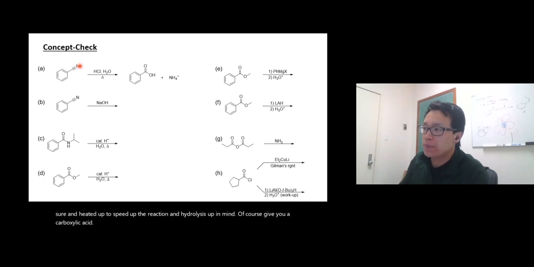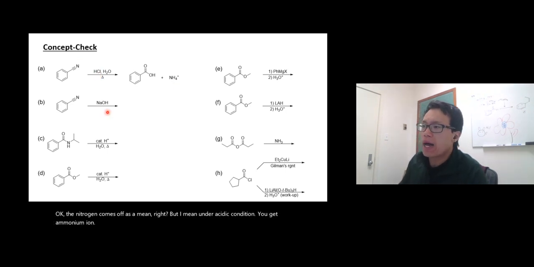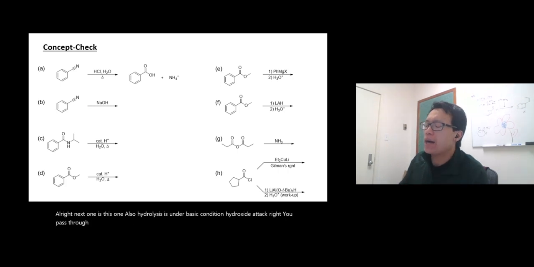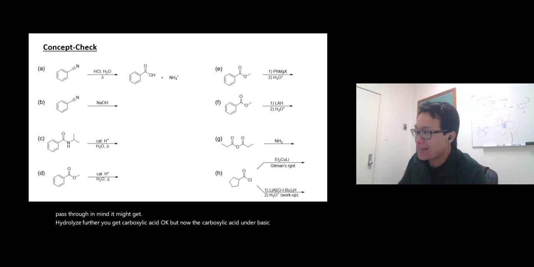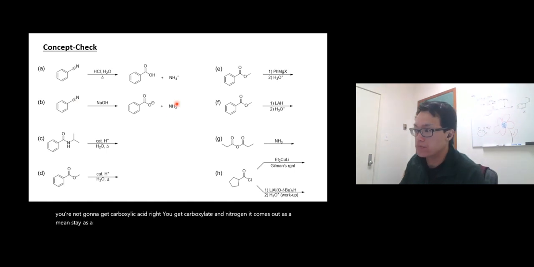Okay, the nitrogen comes off as an amine, right? But an amine under acidic condition, you get ammonium ion. Next one is also hydrolysis, under basic condition, hydroxide attack. You pass through an amide, get hydrolyzed further, you get a carboxylic acid. But now, under basic condition, you're not going to get a carboxylic acid, right? You get a carboxylate. And the nitrogen that comes out as an amine stays as an amine, not ammonium ion. This is in basic condition, so do not protonate it.